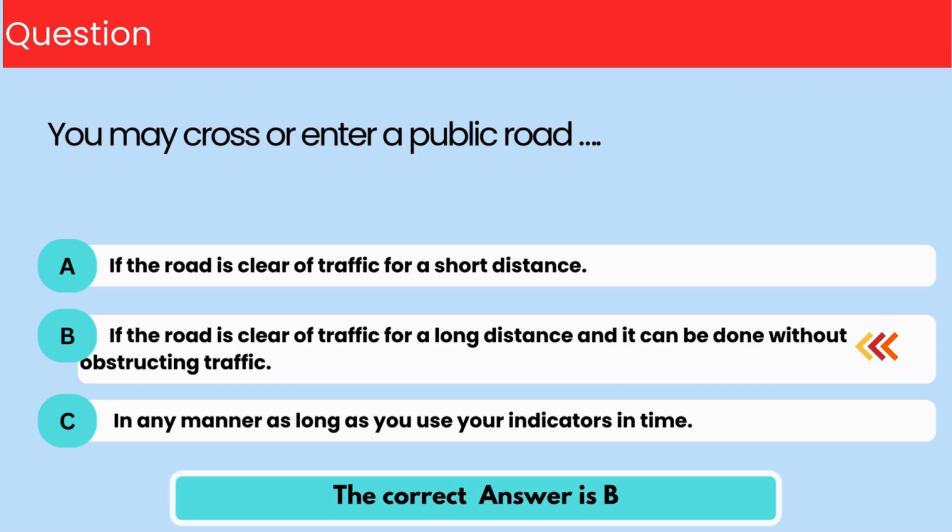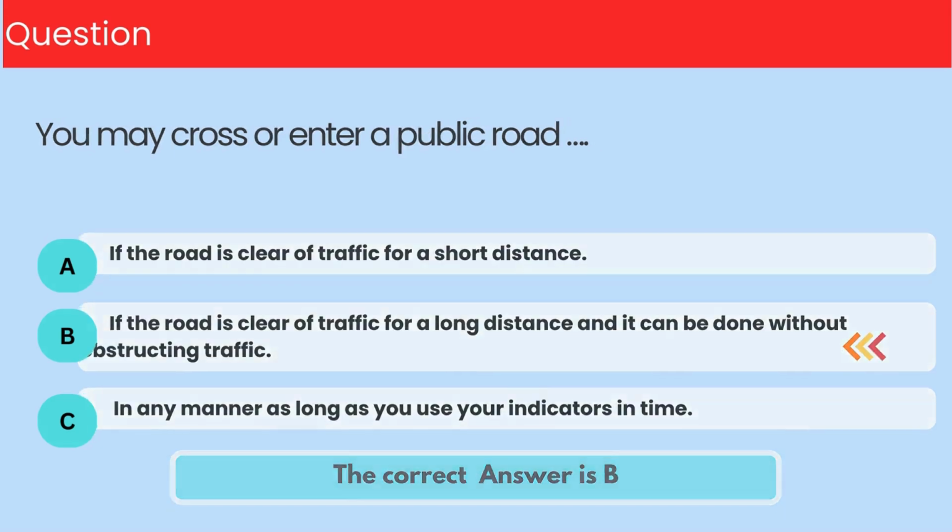You may cross or enter a public road only if the road is clear of traffic for a long distance, and it can be done without obstructing traffic. This ensures safety for both yourself and other road users by minimizing the risk of accidents. Simply using your indicators is not sufficient. The traffic conditions must allow for a safe maneuver.